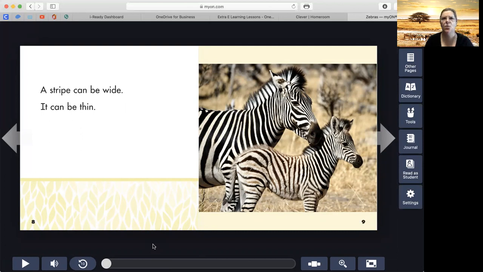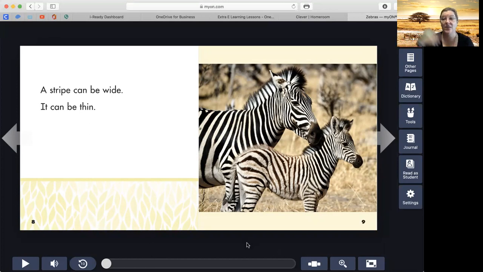Do you guys know what is the purpose of the zebra's stripes? Anybody have any ideas? If you said camouflage, you're right. They use their stripes to help them camouflage and stay away from predators and kind of like be invisible so the predators can't see them. It's really cool. So my friends, this was an awesome book.